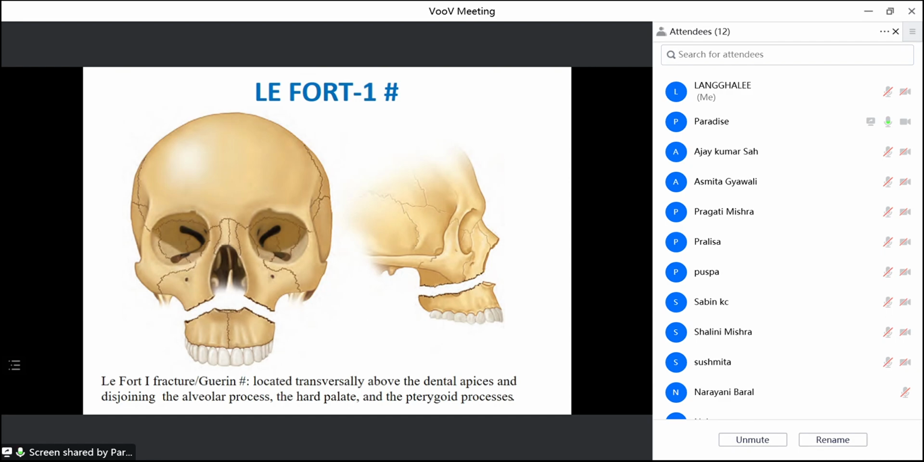The pterygoid plate also has its significance. In case of Le Fort fracture, the pterygoid plate fractures at the junction of upper 2/3 and lower 1/3.